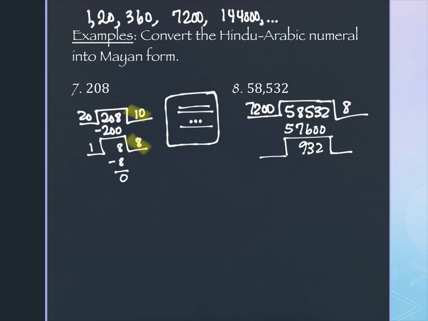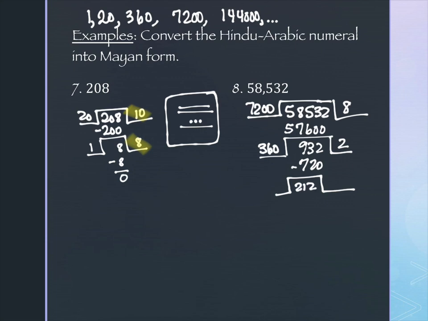Okay. 7,200. What would we divide by next? 360. 360 first. Go straight down the list. How many 360s are there in 932? There are 2. That multiplies to 720. So what is 932 minus 720? 212.